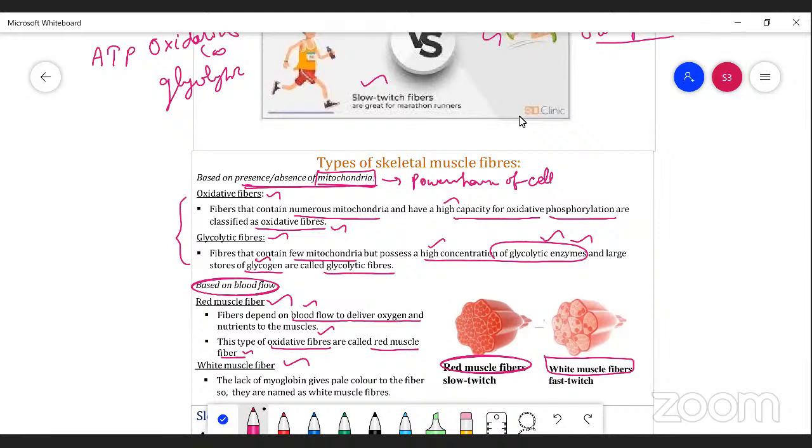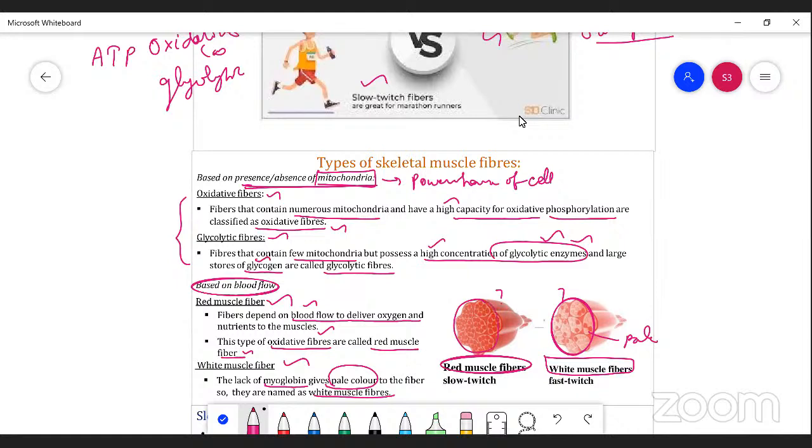White muscle fiber: the lack of myoglobin gives a pale color to the fiber. Suppose the blood flow is very low there, so the muscle fibers look pale in color. They are named white muscle. That type of muscle fiber is known as white muscle. Do you understand? See in the diagram, the red muscle fiber as well as the white muscle fiber. Here the blood flow is very low, so it looks pale in color.